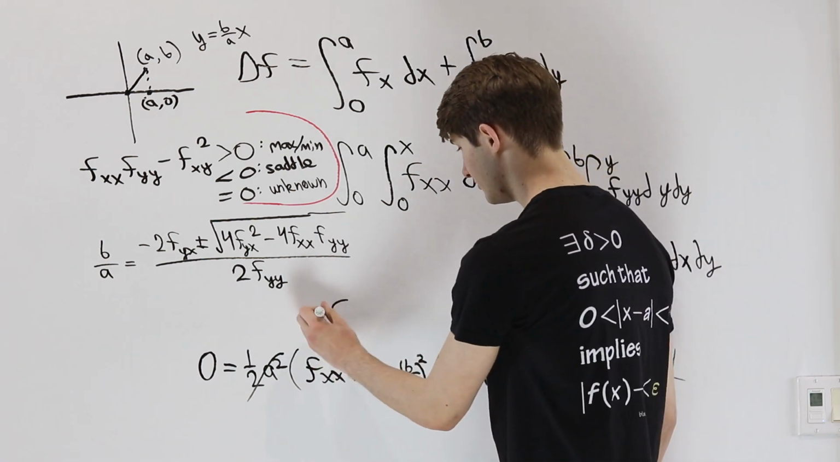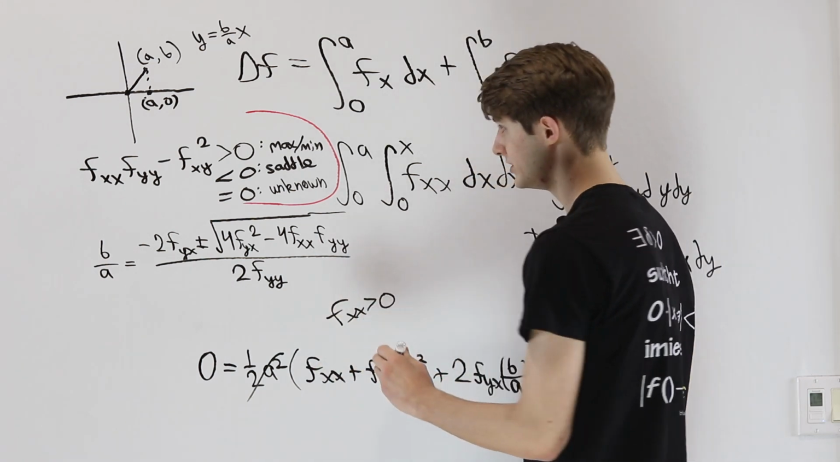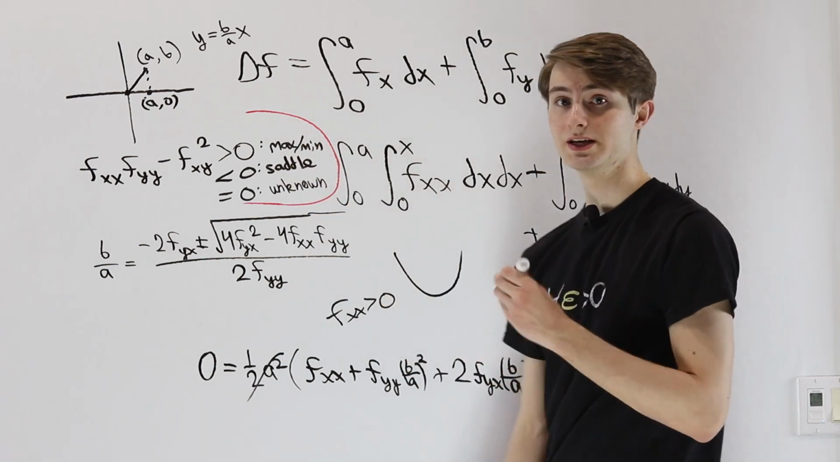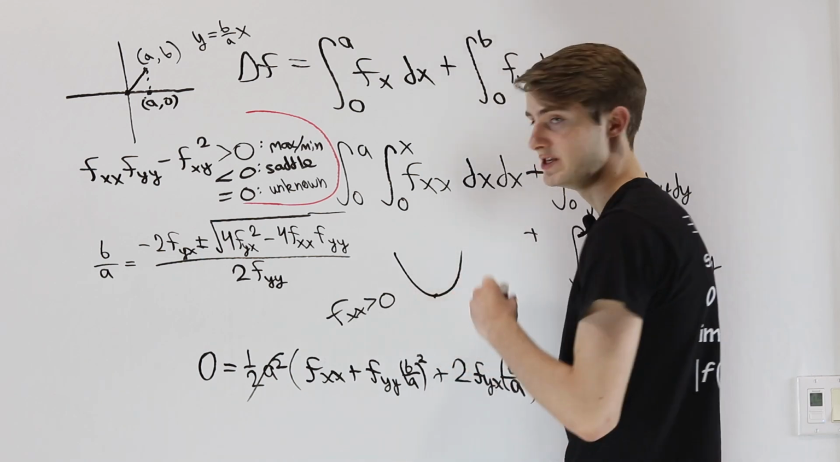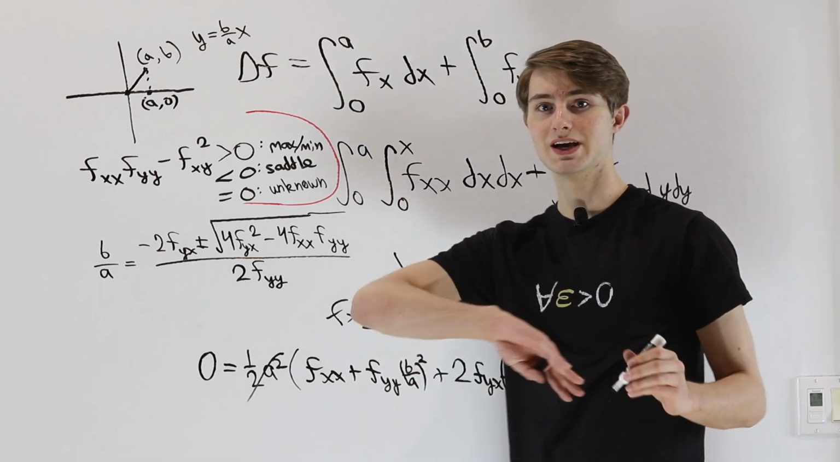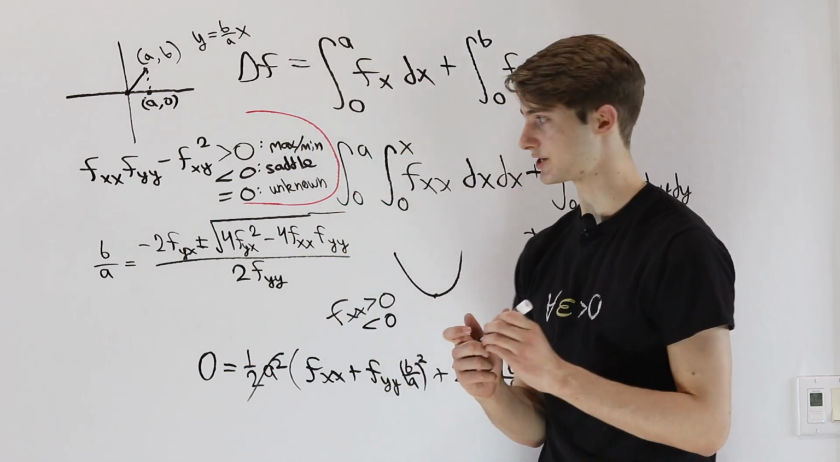If, for example, f sub xx is greater than 0, and we know it's a max or a min, then that means it's concave up in at least one direction, so it has to be a minimum. If it's less than 0, then we know we have to have a maximum since it's the other direction.